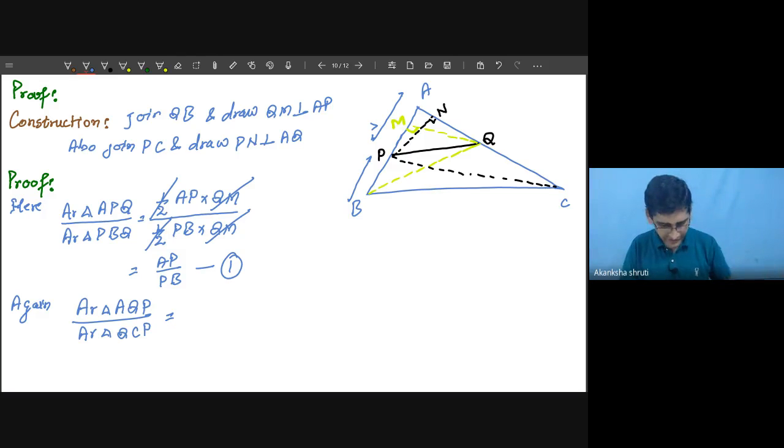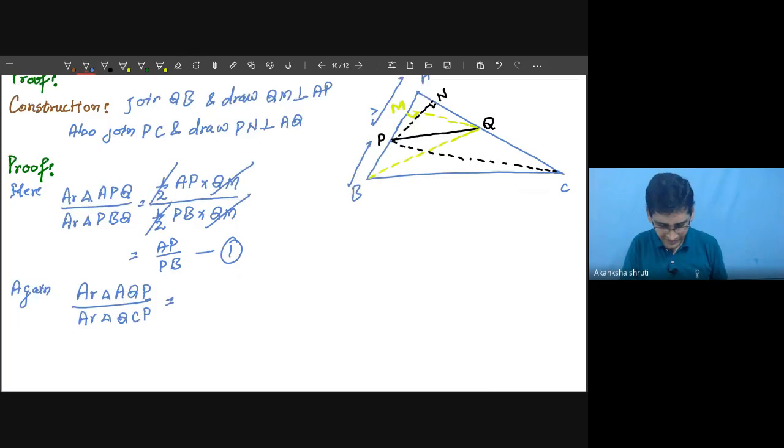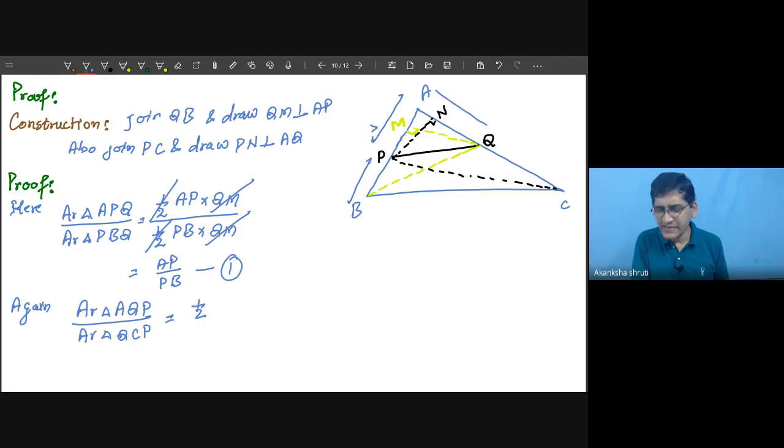So write it. Area of triangle AQP is half. Now our base is, understand this, A to Q. So we shall write this as AQ. In this case, the perpendicular is PN marked by black line. So PN divided by half. Again, our base in this case is QC, so that we can get the ratio.